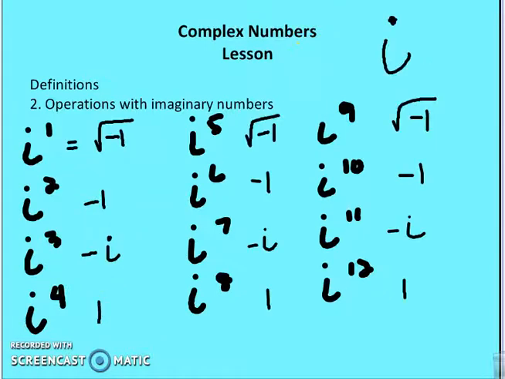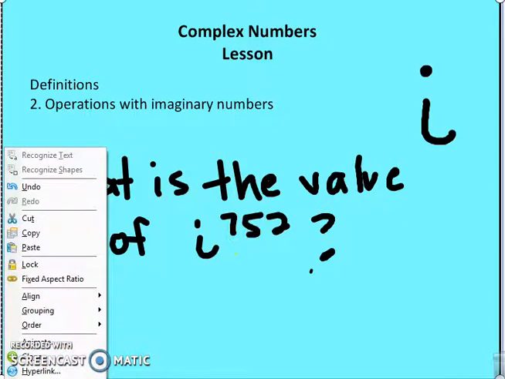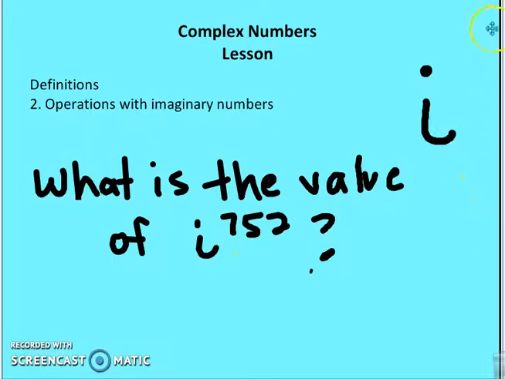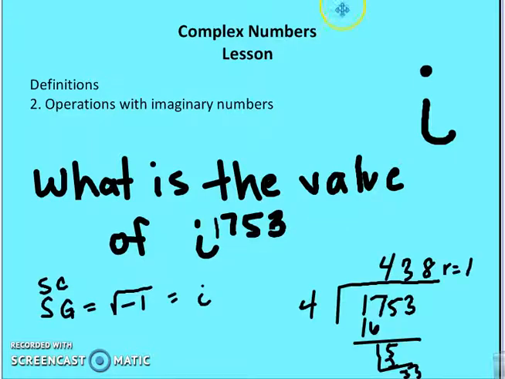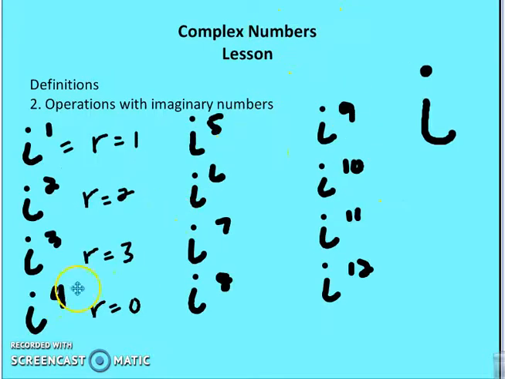All right, so let's take an example. What is the value of i to the 752nd power? If you evaluate that by dividing by 4, you'll end up with an integer result. 752 divided by 4 is equal to 188. So there's no remainder, and your answer would just be 1. You'd correspond that to i to the fourth.